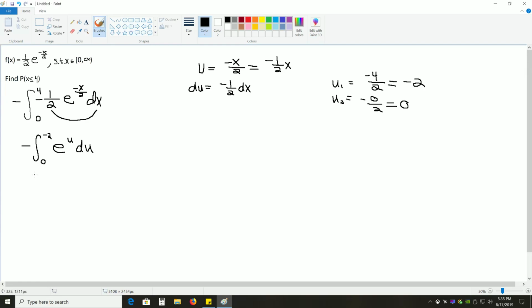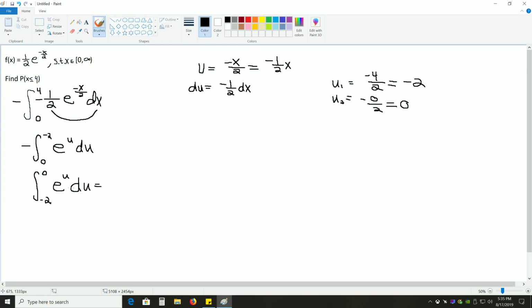And now from here, we know that we have a rule that says whenever you have a negative on the outside of your integral, you can flip the integral's limits, meaning the -2 will go in the bottom and the 0 will go in the top. And that cancels out this negative. And we get the integral of e to the u du.